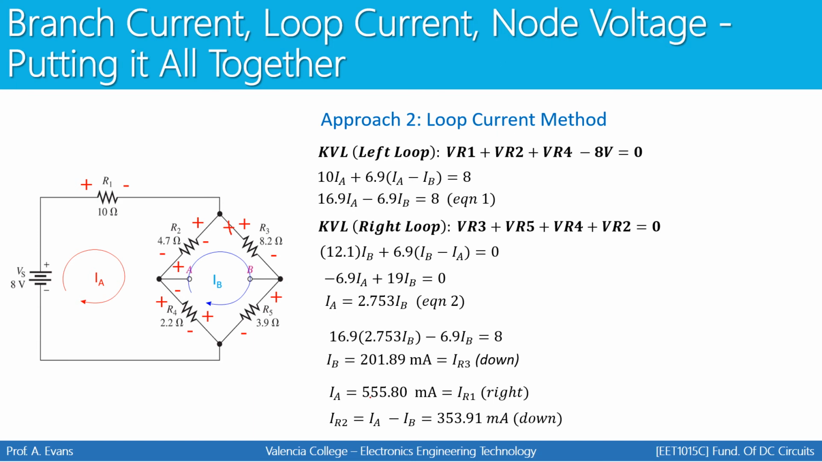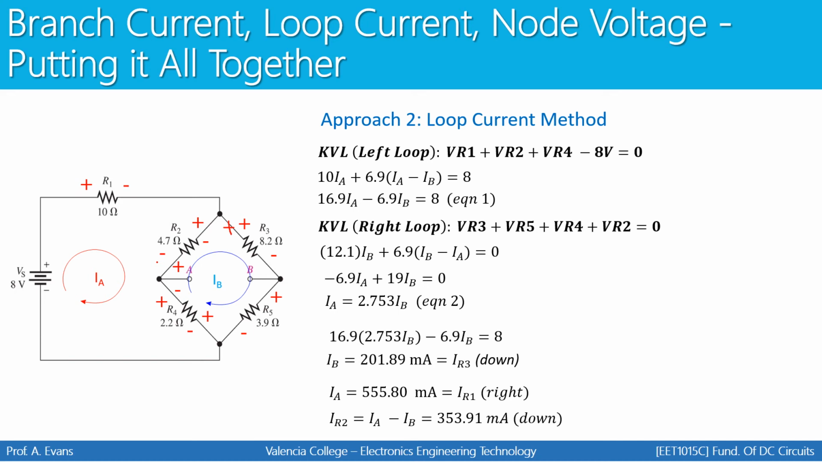When you take the difference, you're going to look at whichever one is bigger. IA is bigger than IB, which means the direction of IA is the final direction for your final answer. So you do 555.8 milliamps minus the 201.89 milliamps. And we know that since IA is the bigger current, its direction wins. And so the direction of the current flowing through R2 is going to be down because IA would have been flowing down through R2. And of course, we know that's also the current for R4.